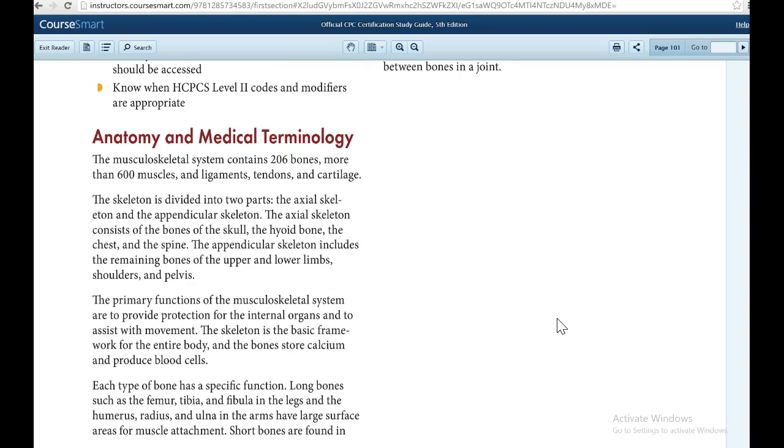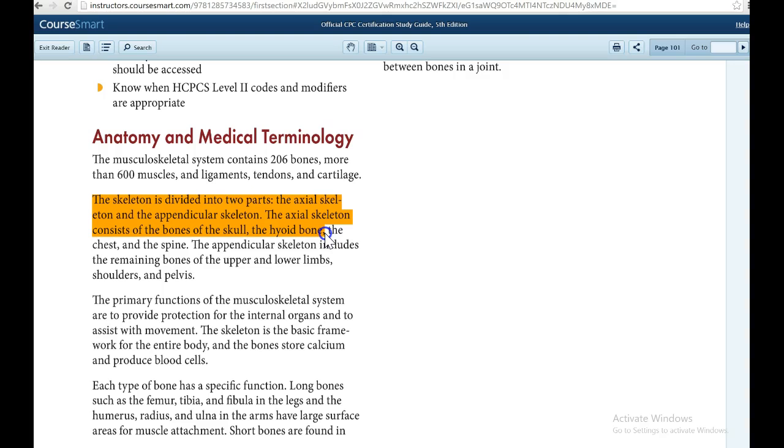Some important facts that you probably will see on your test, y'all. This little blurb right here, this first paragraph. We have 206 bones in our body, and we have more than 600 muscles, ligaments, tendons, and cartilage in our body. Also, the skeleton is divided into two parts: the axial skeleton and the appendicular skeleton.